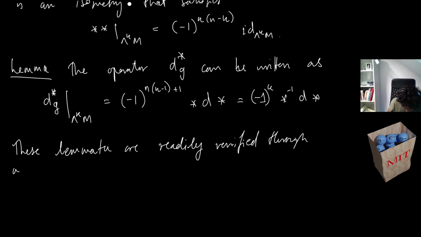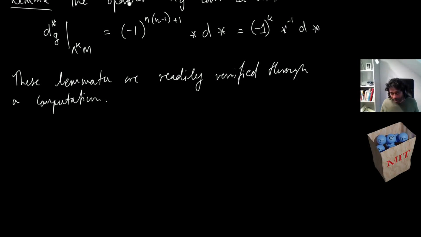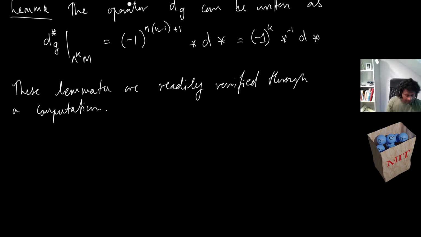Through a computation. Okay. Now let's consider the situation that we have now with the Hodge star operator. We can define a certain involution on differential forms when we have a manifold of even dimension, right?